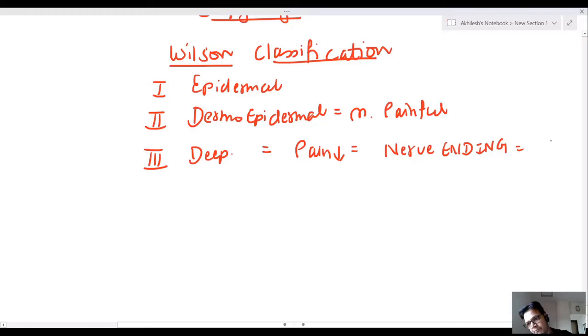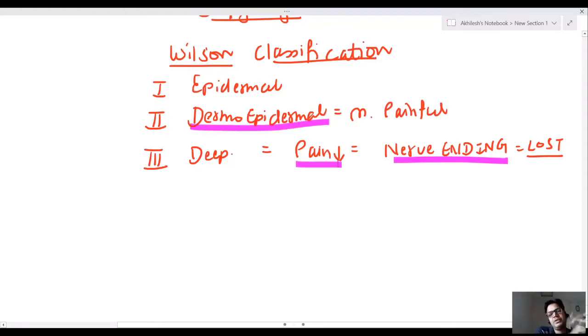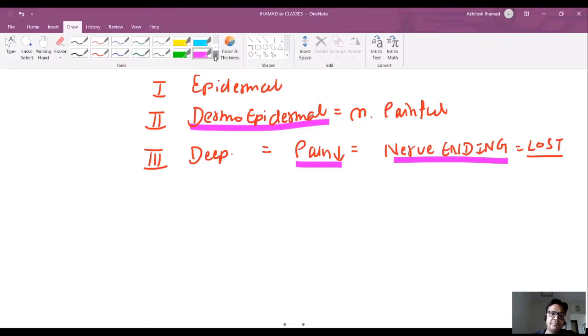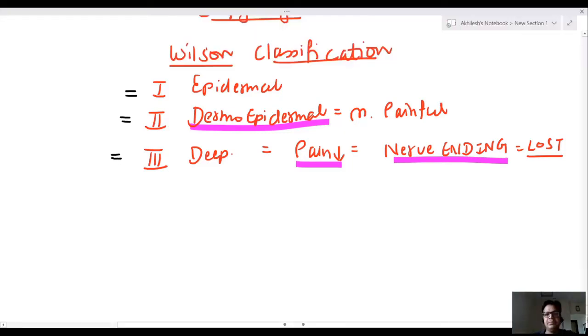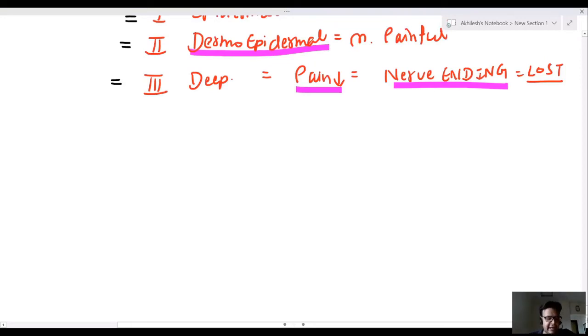Because nerve endings are lost. The most painful burn is dermoepidermal. Deep burns are relatively painless because nerve endings are lost. So anyways, sir, this is the first burn, epidermal. Second is dermoepidermal. Third is deep burn, third degree burn, which is relatively painless.